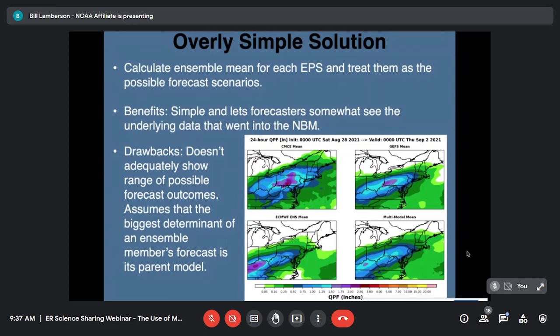So again, we can see the 3 ensemble means from the Canadian, the GEFS, and the European ensemble, and there is some sort of variability between them, but obviously there could be a lot more within-model variability that isn't being captured when we're just looking at the mean.